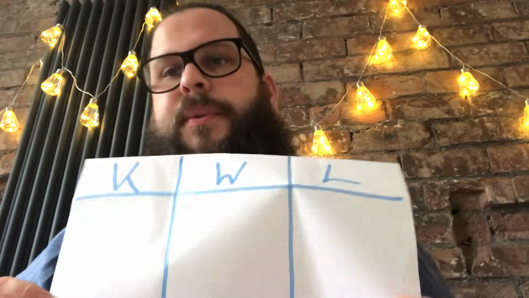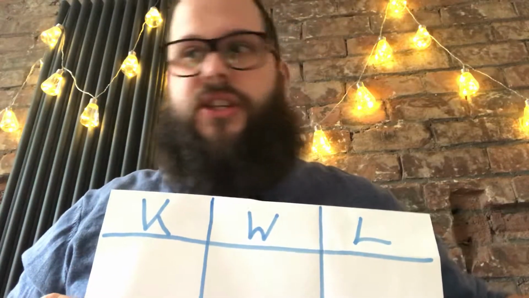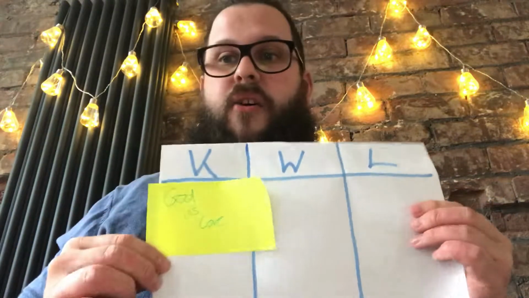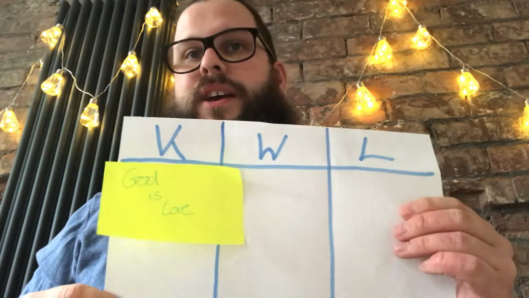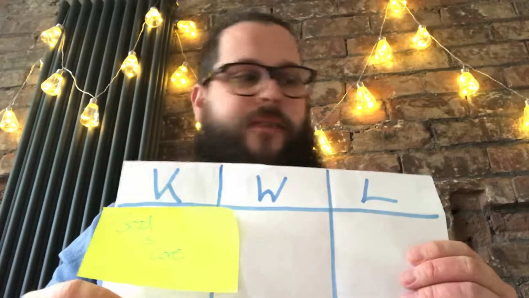So I've got my KWL grid, and I'm looking at something like, who is God with children? These are some responses that I've had from children in the past. They might say, well, God is love. I know that God is love, so I can put that on my K column. You'll notice that I'm using sticky notes or post-it notes. I love them, they're amazing.